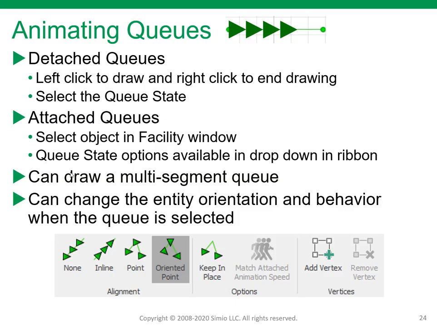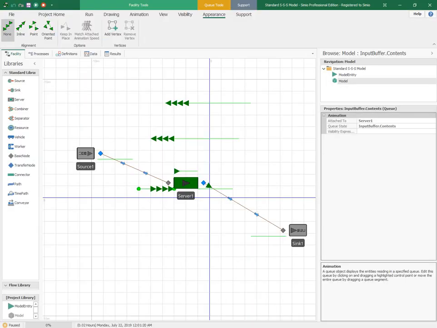So the final two things we'll look at for animated queues, we saw briefly drawing a multi-segment queue previously, but we can also change the way the entities are oriented in the queue if we want to improve or animate a particular aspect of a system.